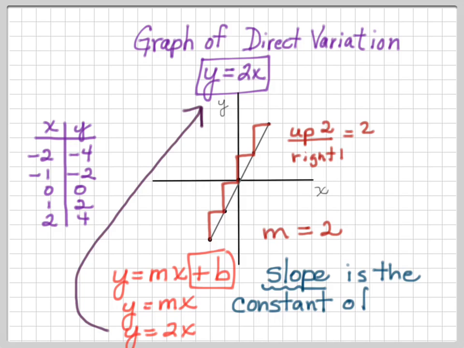Slope is the constant of variation. Once again, slope is the constant of variation. That's real important to remember. Direct variation is linear, and the slope is the constant of variation. M and K are the same things.